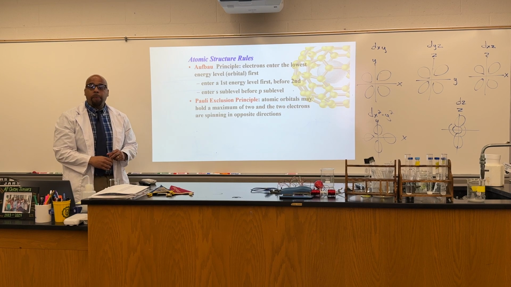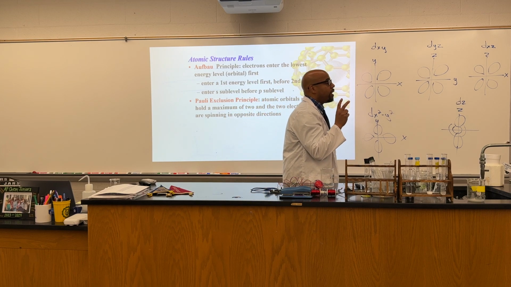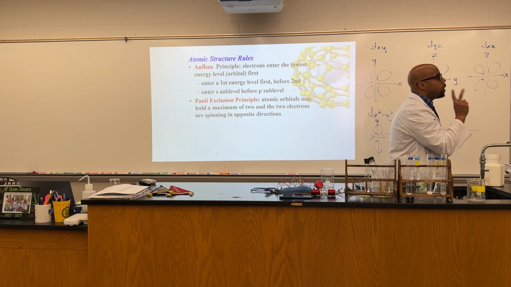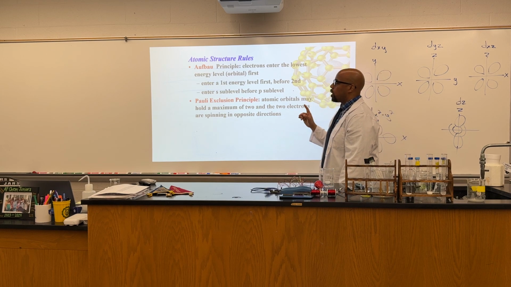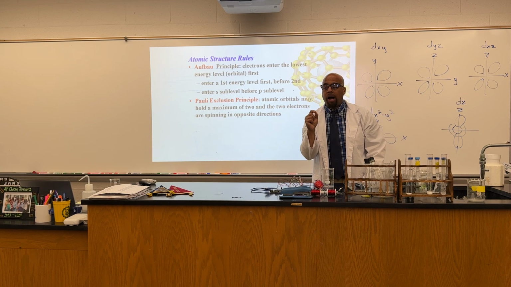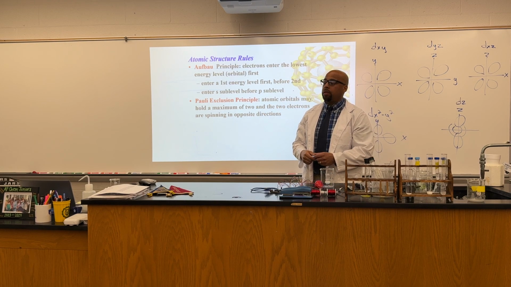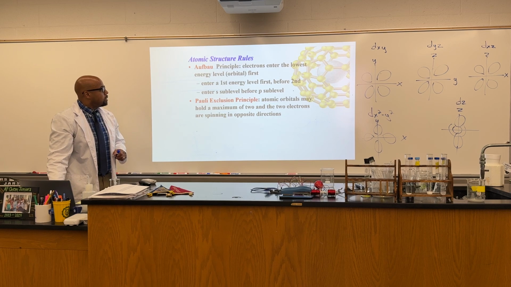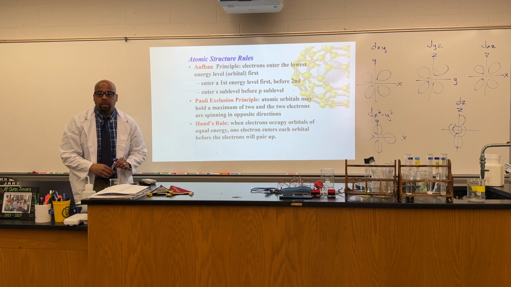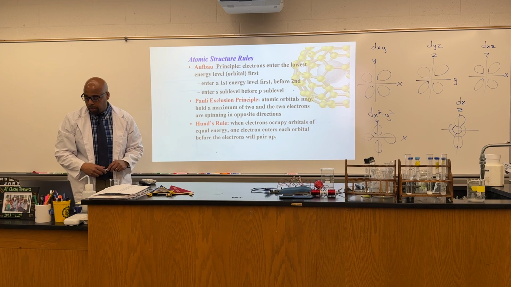The next one we have is the Pauli exclusion principle. The Pauli exclusion principle simply states that you can have a maximum of 2 electrons per orbital. And when we have these electrons placed in the orbitals, they've got to have opposite spins. What does it mean by opposite spins? I'll show you that in 1 second. The last rule is Hund's rule. This particular rule I can't address yet. Once we get there, I'll show you how that rule is going to come into play.